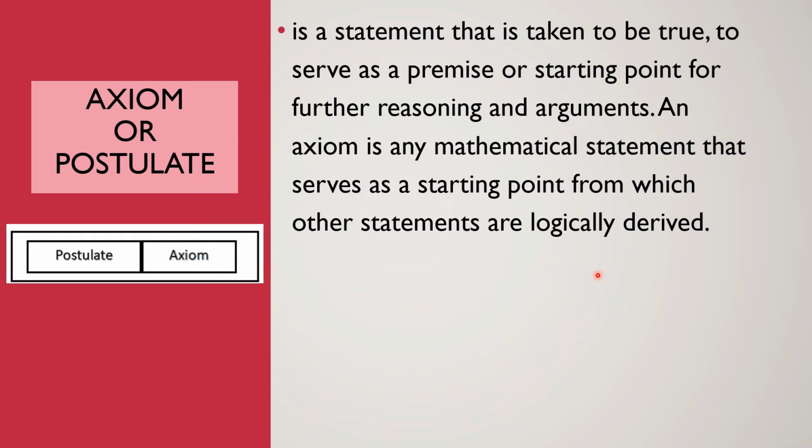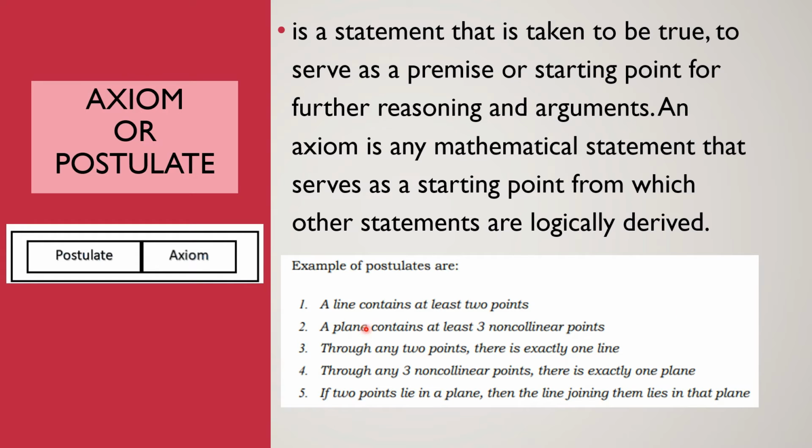For example, a line contains at least 2 points. If you have a line, there are at least 2 points that belong to that line. You don't need to prove it. A plane contains at least 3 non-collinear points. Then through any 2 points, there is exactly 1 line.